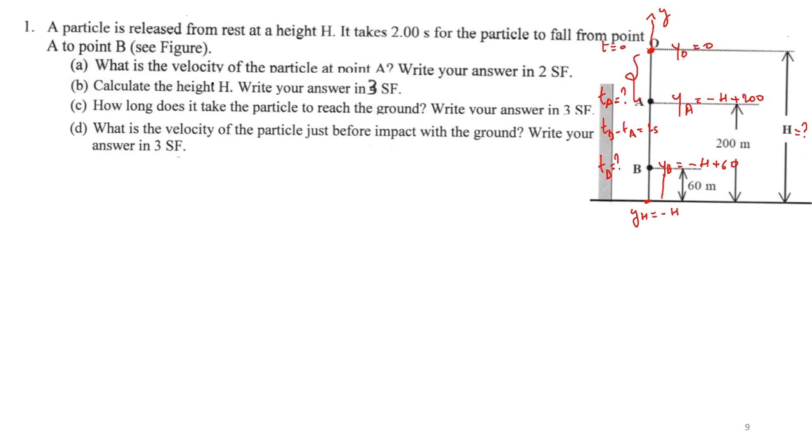Now, what's the question? What is the velocity of the particle at point A? So please remember this. In the problem, the equation I gave you, I take it between t equals 0 and t equals t. Students don't realize that it's delta t, t minus 0.